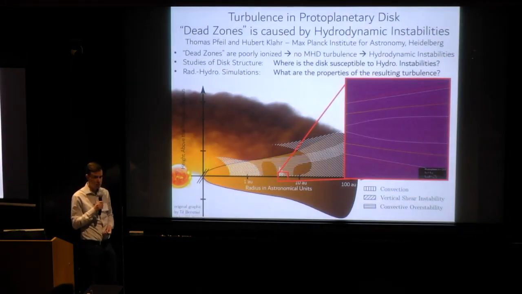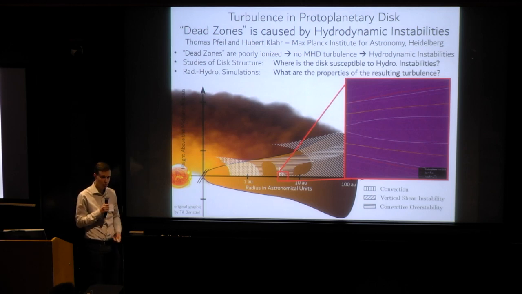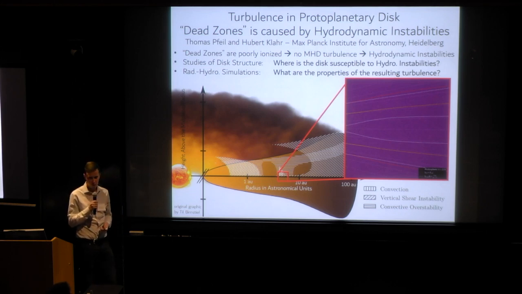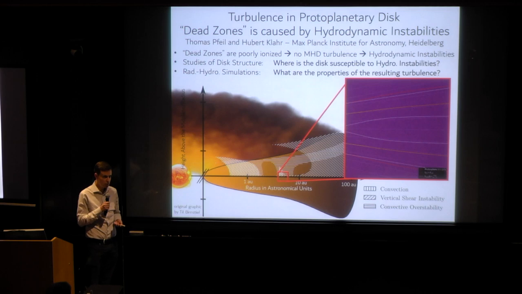I'm from Heidelberg. I'm a student there at the Max Planck Institute for Astronomy, working with Hubert Klar. And we're focusing our work on turbulence in protoplanetary disks, especially in protoplanetary disk dead zones. And we're interested in turbulence in general in these disks because turbulence leads to the transport of angular momentum and therefore enables mass accretion onto the central star, which is shown here in this little cartoon.